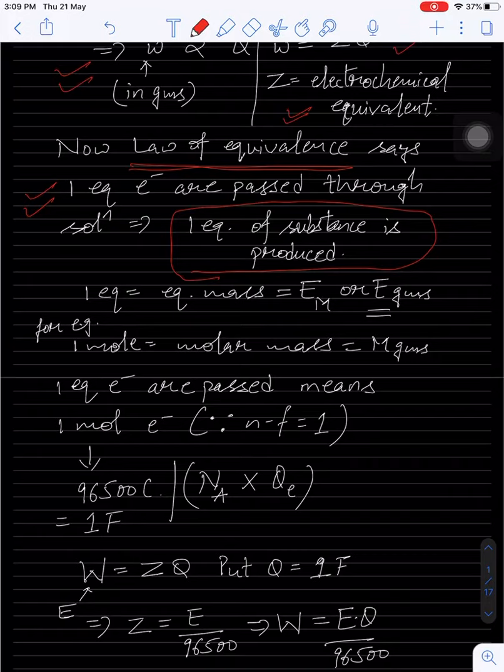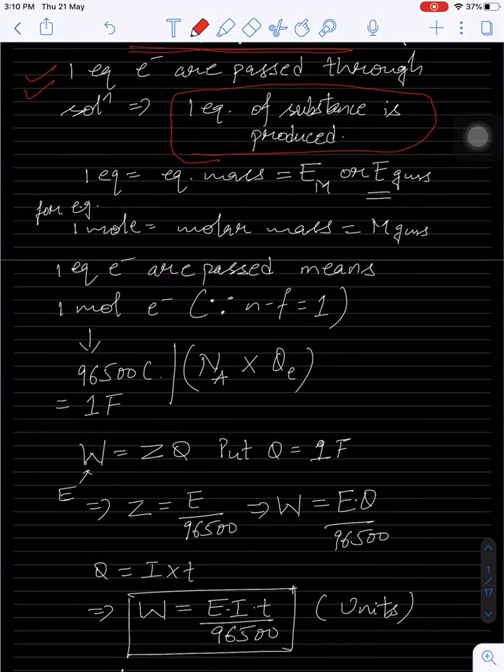When we say equivalent of the substance, the substance has a weight, that's why we say one equivalent is equal to equivalent mass. It is represented by equivalent mass or simply E, right? So how do we understand equivalent mass? For example, we understand molar mass. Molar mass means mass of 1 mole, that is M grams. In the same way, equivalent mass means mass of one equivalent.